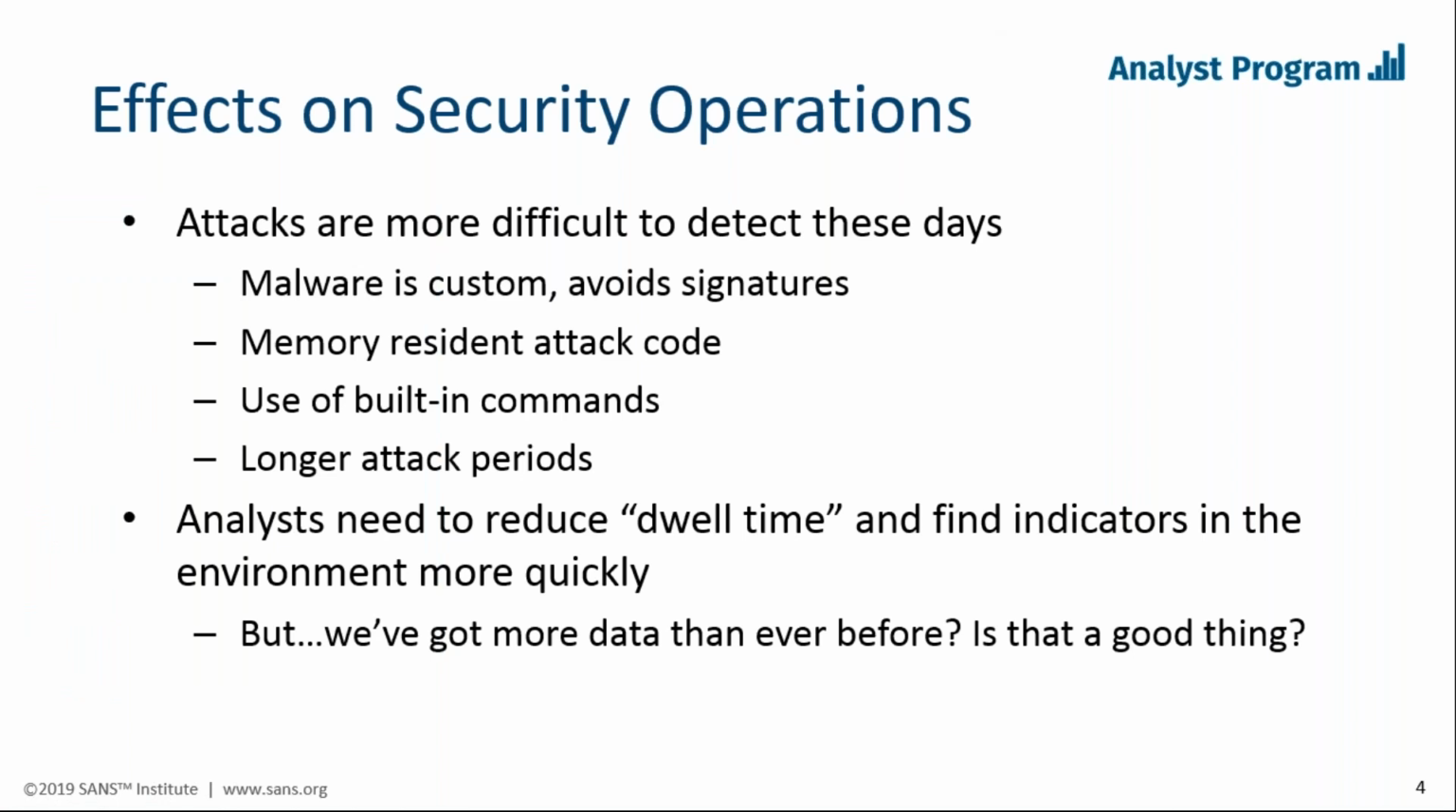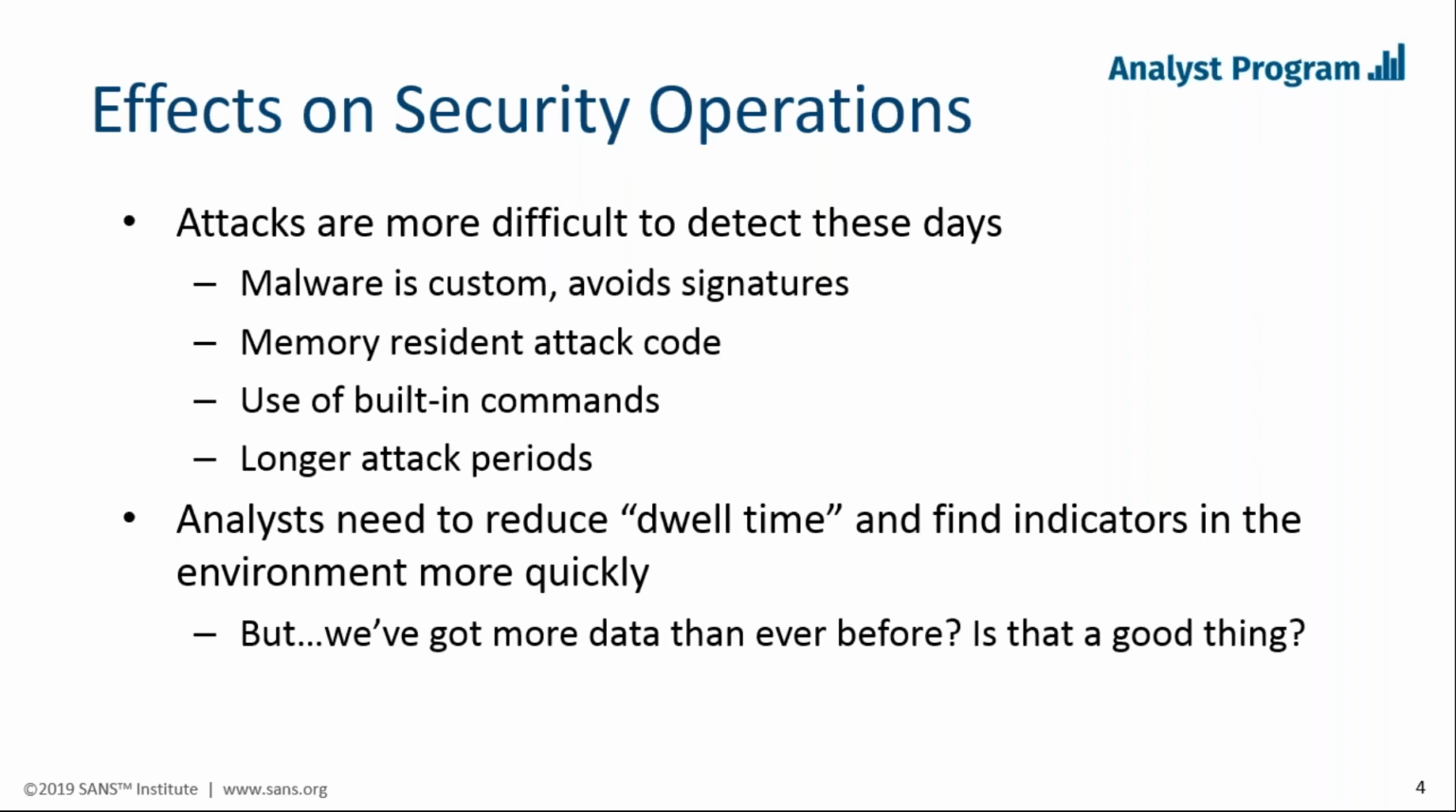What that means is that we need to find them quickly, but we also need to reduce what we call dwell time, of them hanging out in the environment and looking for additional places to go, data to find, and potentially exfiltrate, and so forth. So we're looking for all these indicators from our environment to tell us that. We've got some good intel on this today, and we're getting better at it all the time.